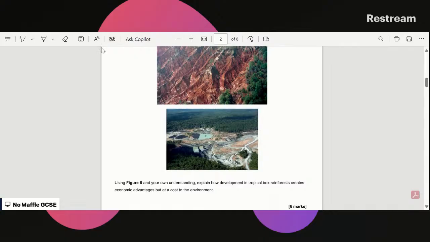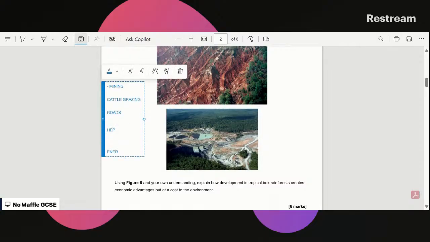So I'm just making some points here. We've got mining, cattle grazing, roads and hydroelectric power, and energy. So those are the main things, and you can talk about tourism as well. Any of these points typically have positive economic effects, and you can speak about them generally: improving standard of living, improving education, improving resources, improving housing, etc. And then the disadvantages you'll talk about are to the environment.